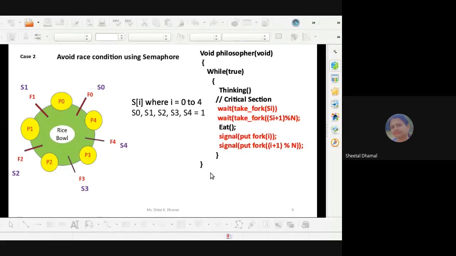So if you remember the semaphore concept, now we are relating that semaphore with this dining philosopher's problem. Initially, the value of the semaphore variable is equal to 1. I am representing all the forks by using these variables S0, S1, S2, S3, S4. So these 5 forks are there, 5 semaphores are there, and the value of all the semaphores is initialized to 1.